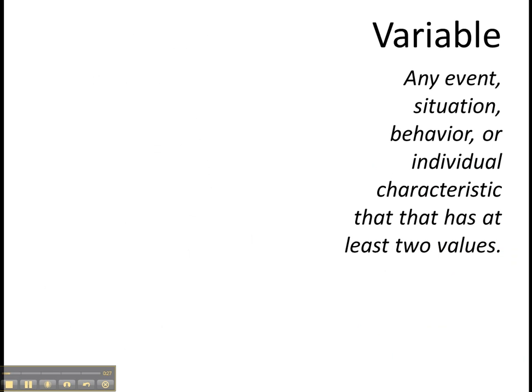Our key concept, or one of our key concepts here, is what we call a variable. Any event, situation, behavior, individual characteristic that has at least two values. It might not take you long to realize there are very few things in life that don't have at least two values. Whether it's qualitative or categorical things like man or woman or hot or cold, or whether it's more quantitative, the numerical values like what the actual temperature is or our score on a test. There are a lot of things that have values.